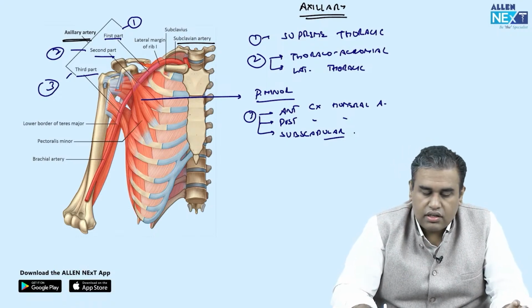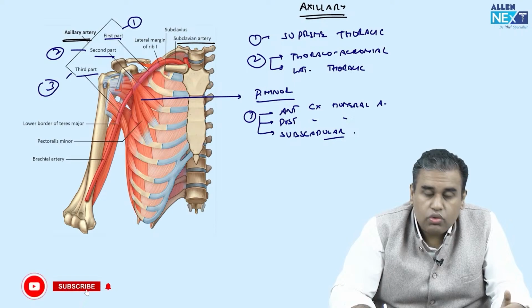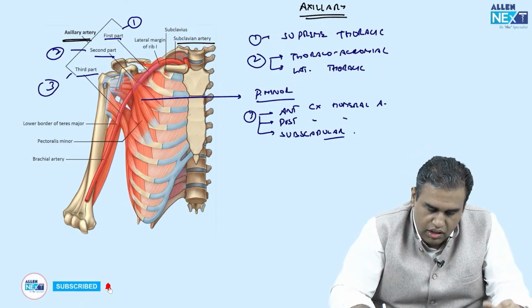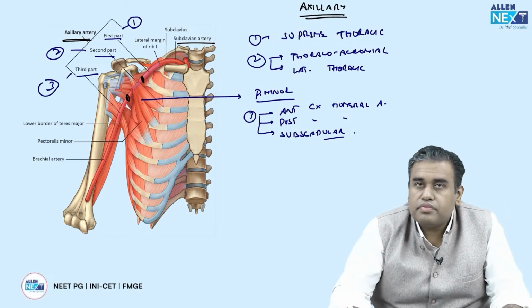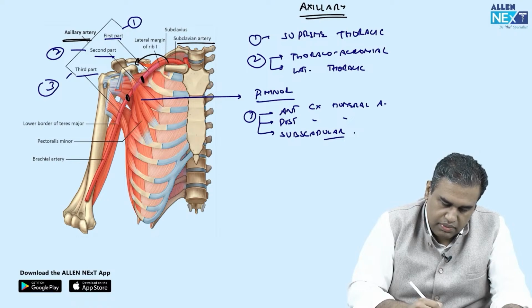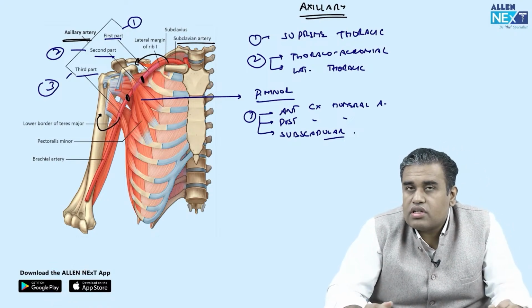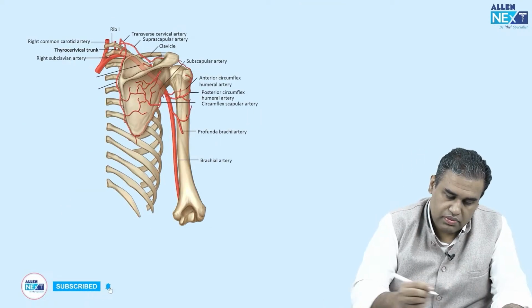Now this is the theoretical knowledge. Where do we use it? What are the clinical implications, or what questions can they ask? What can happen is that this axillary artery might get blocked for any reason. So what happens then? The branches from the subclavian and the third part of the axillary anastomose around the scapula. We call it anastomosis around the scapula. That is the importance of this particular topic.